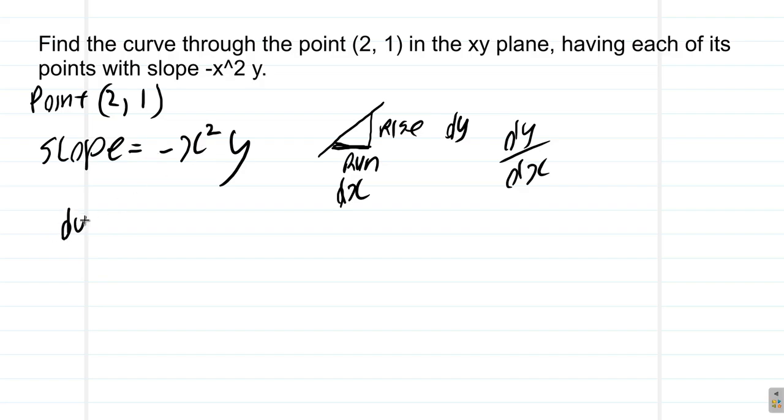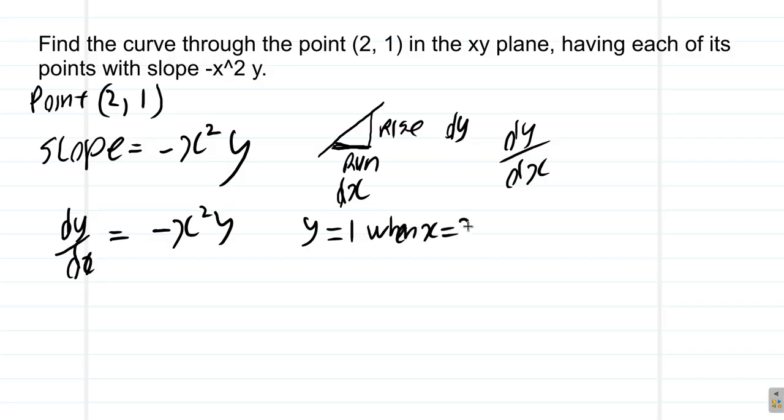So the slope is equal to this. So what you're saying then is that dy by dx is equal to negative x squared y. So what you really are supposed to do is to solve a differential equation, and you're given the point (2, 1), which is telling you that when x is equal to 2, y equals 1.